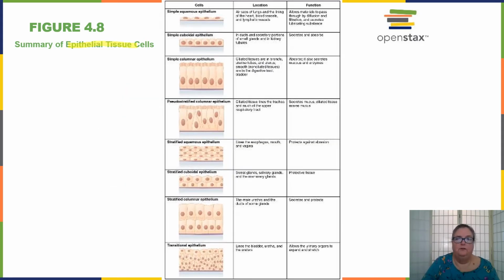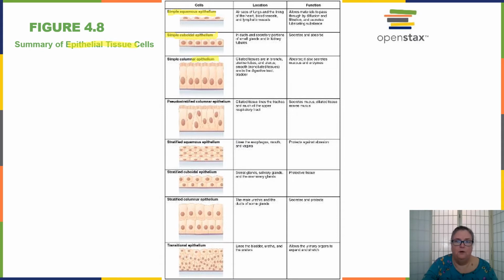Epithelial tissues include the simple squamous epithelium. That's one layer of flat cells. We find that in the lungs and in the capillaries, and it allows for rapid diffusion of gases, carbon dioxide, and oxygen. We have the simple cuboidal epithelium, one layer of cuboidal or square-shaped cells. We can find this in the kidneys and also allows for absorption of materials in the kidneys.